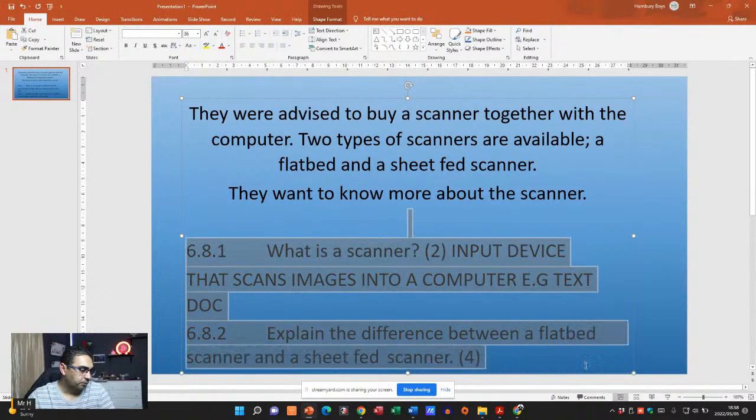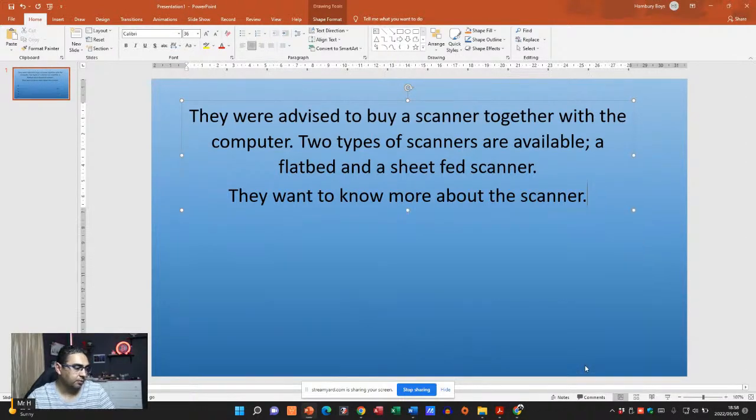Now, for 4 marks, what is the difference? And let me get a few pictures here. Our flatbed scanner, and our sheet fed scanner.